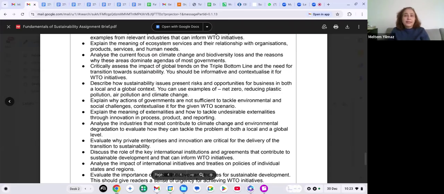We expect an analysis of the industries that contribute most to climate change and environmental degradation, to evaluate how they can tackle the problem at both local and global level. Evaluate why private enterprises and innovation are critical for the delivery of the transition to sustainability.